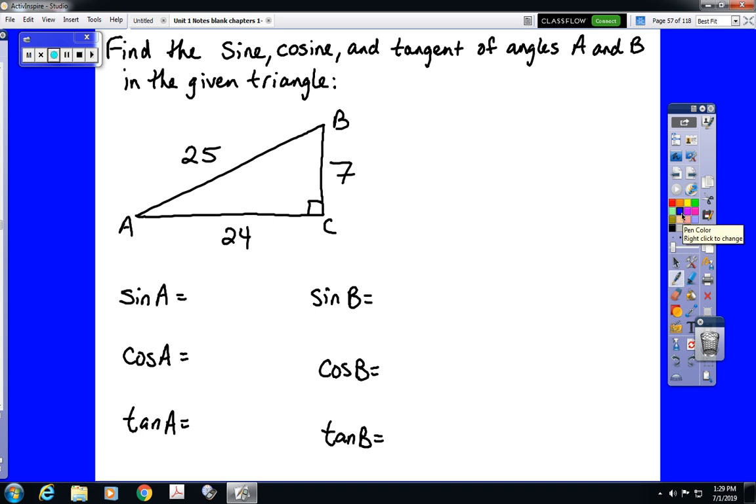So we'll start with angle A. We're basically going to do this twice. So for angle A, 25 is the hypotenuse, always. And for angle A, 7 is our opposite, and 24 is our adjacent.